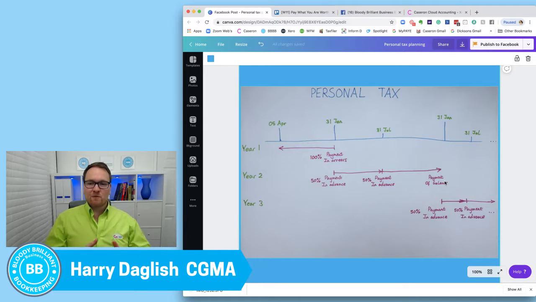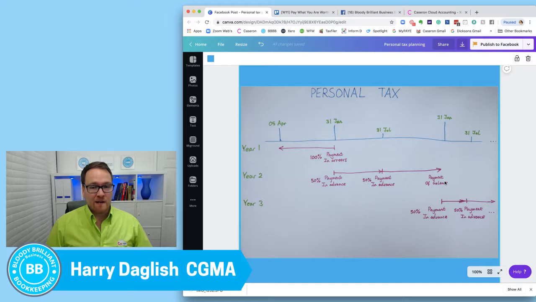It's a bit of a never-ending spiral in the sense that you're constantly paying in advance, in advance, in advance. And going by the way that Making Tax Digital is working, we may see changes in personal tax moving forward when this applies to other business taxes, which it is quite likely to do.